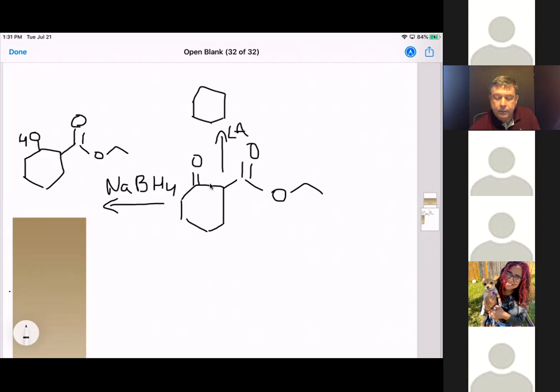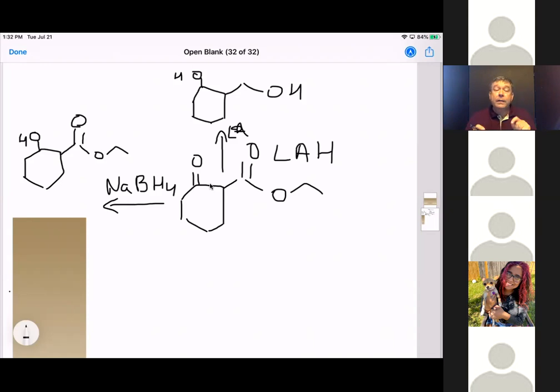Lithium aluminum hydride, or LAH, would give us our secondary alcohol, and it would reduce our ester down to a primary alcohol. So now we'd have this cyclic structure with a primary alcohol and a secondary alcohol, which is great if that's what you wanted, if you wanted a diol species. Okay, what if you wanted a primary alcohol, but you wanted to keep your ketone?